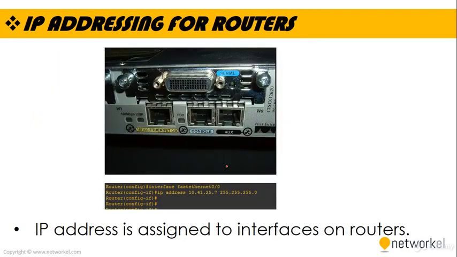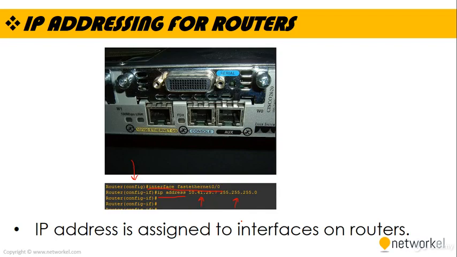If we want to assign an IP address for routers, we are assigning it to the interfaces. So, how we can assign an IP address to a router is this. We are getting into the interface mode, for example, interface FastEthernet 0/0. Then we are typing the ip address command and we are typing the IP address and the subnet mask that we want to use.